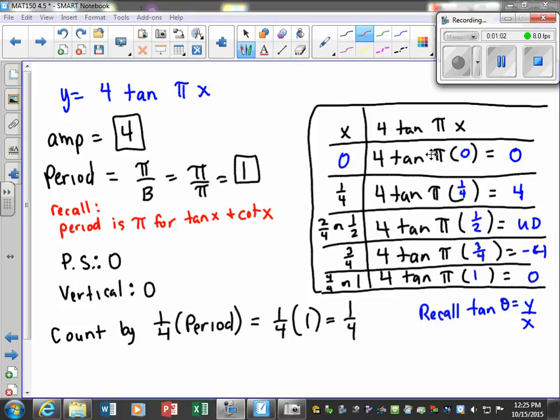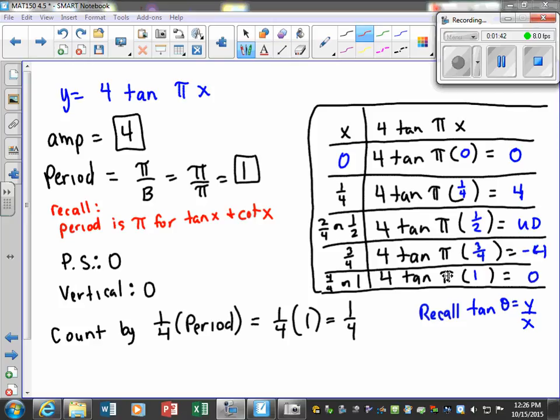Now the tangent at pi times 0 is just 0. So the tangent at 0 is 0 times 4 is 0. Tangent at pi fourths, when you multiply these together, is going to be 1, because remember it's your y value over your x value, so that's just going to be 1 times 4 is 4. Tangent at this becomes pi halves, so the tangent at pi halves is undefined, so this is undefined. Tangent at 3 pi fourths calculates to be -1. -1 times 4 is -4.